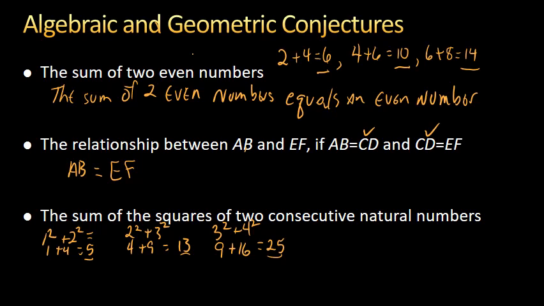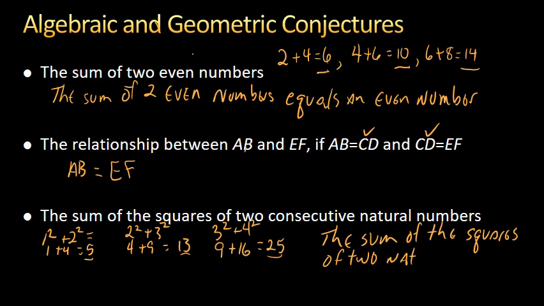And so I might make a conjecture then that the sum of the squares, and we were using consecutive natural numbers, the sum of the squares of 2 consecutive natural numbers will be an odd number.